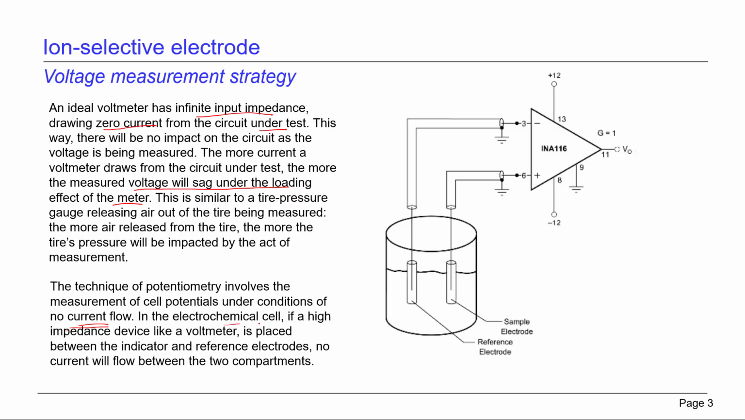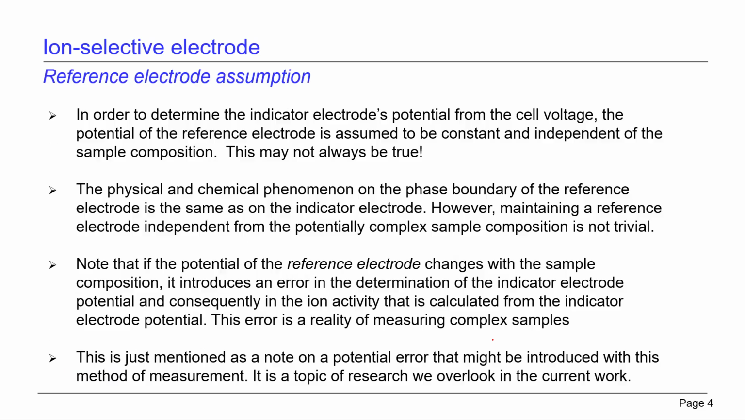In the electrochemical cell, if a high impedance device, like a voltmeter, is placed between the indicator and reference electrodes, no current will flow between the two compartments. There's an assumption to be made here. In order to determine the indicator electrode's potential from the cell voltage, the potential of the reference electrode is assumed to be constant and independent of the composition of the sample. This may not always be true.